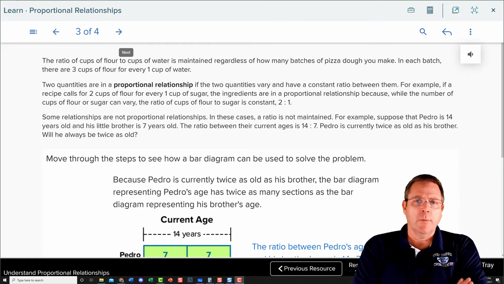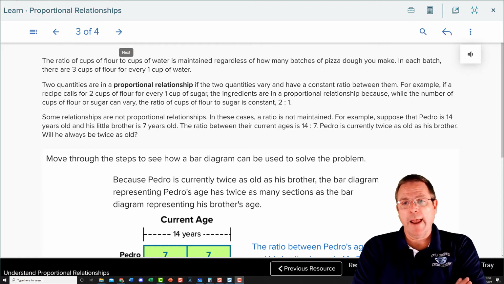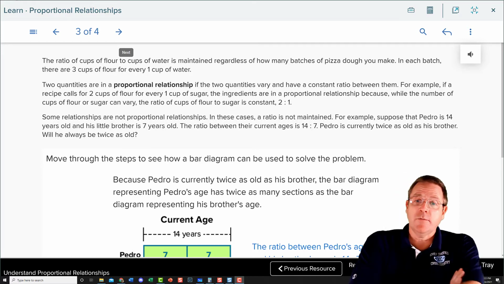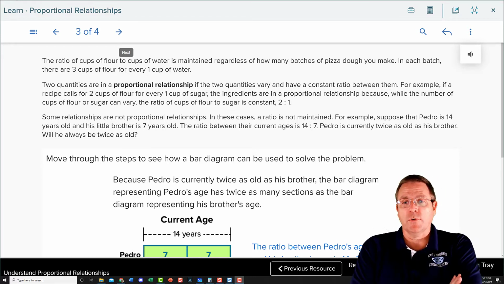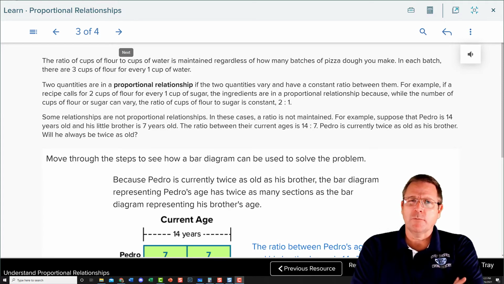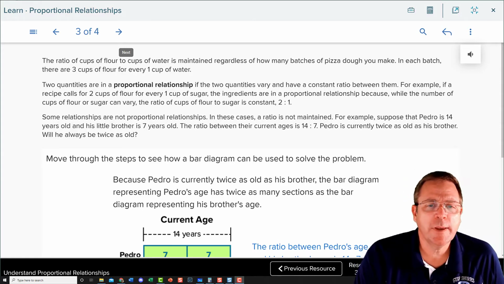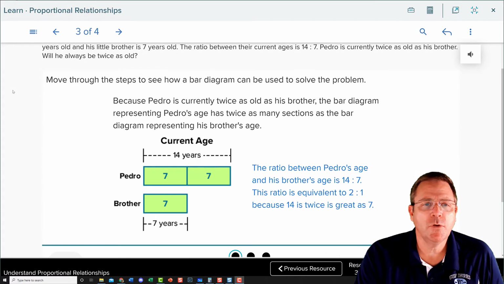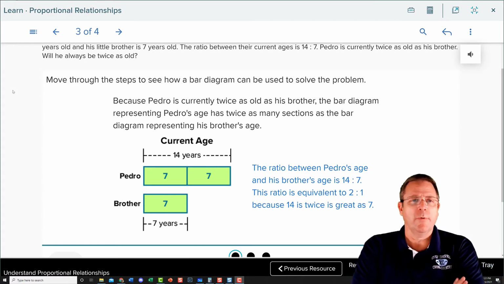Well, if we were to add 7 to each of those years, now Pedro is 21 and his brother is 14. Is 14 half of 21? I don't think so. Move through the steps to see once again how the bar diagram can be used to solve this type of problem.